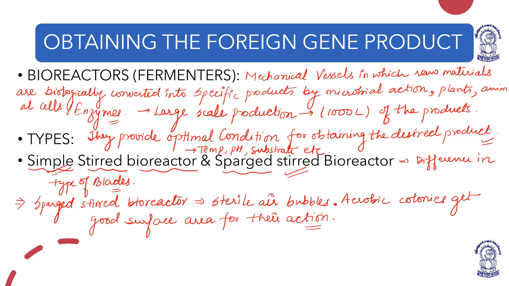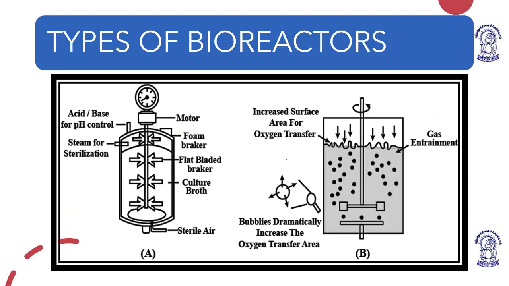Okay, understood? So basically, both the bioreactors are based on fermentation. Bioreactors are also known as fermenters. Now, types of bioreactors, you can see this is the sparged. The bubbles dramatically increase the oxygen transfer area. These bubbles come up to the surface and increase the surface area for oxygen transfer, which further increases the activity of aerobic microorganisms. This is the simple stir type and this is the sparged stir type.